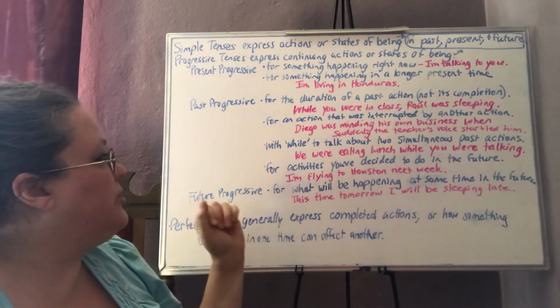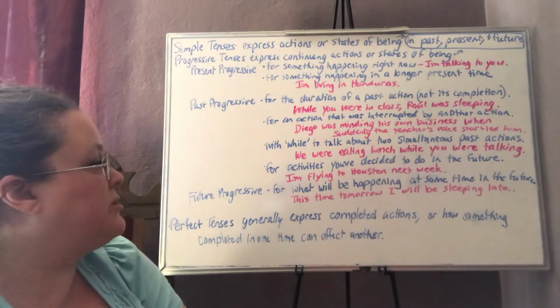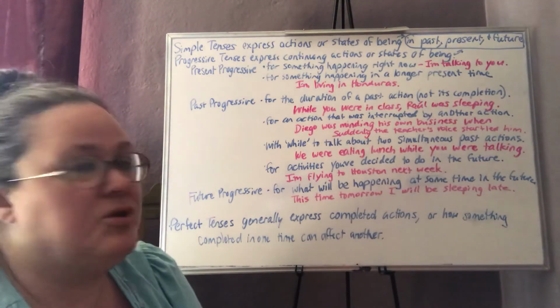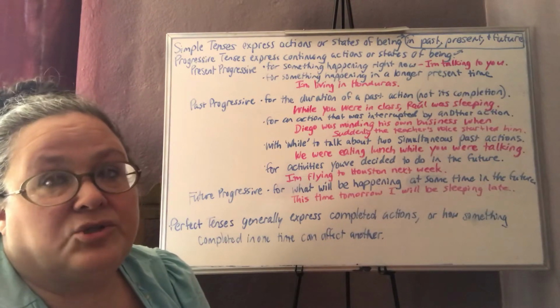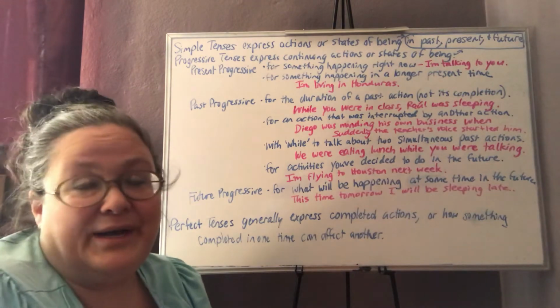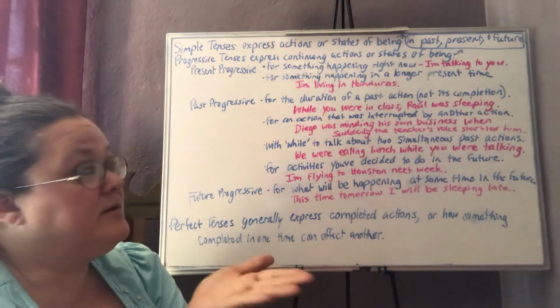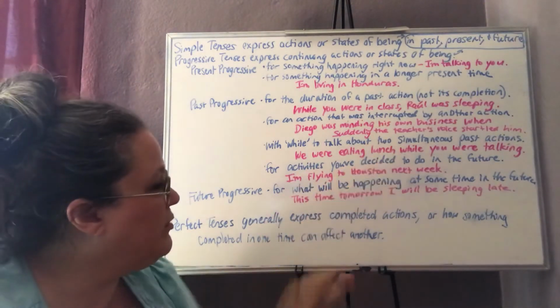With while, you can use past progressive to talk about 2 simultaneous past actions. Like, we were eating lunch while you were talking. I often eat lunch while I'm working. That happens a lot. But anyway, 2 things happening at the same time. That's why you might use the word while there.